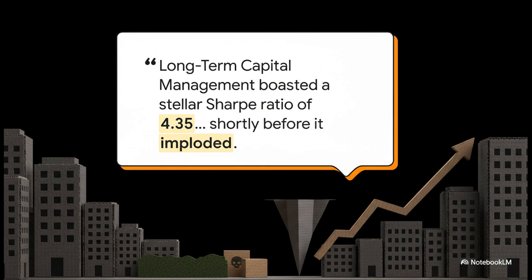The most famous cautionary tale here is the hedge fund Long-Term Capital Management. I mean, they had a phenomenal Sharpe ratio, something like 4.35, seemingly the best in the business. But their whole strategy was based on making tiny, consistent gains while taking on this hidden massive risk of a total wipeout. The ratio captured that smooth, steady ride, but it completely missed the giant cliff at the end of the road.